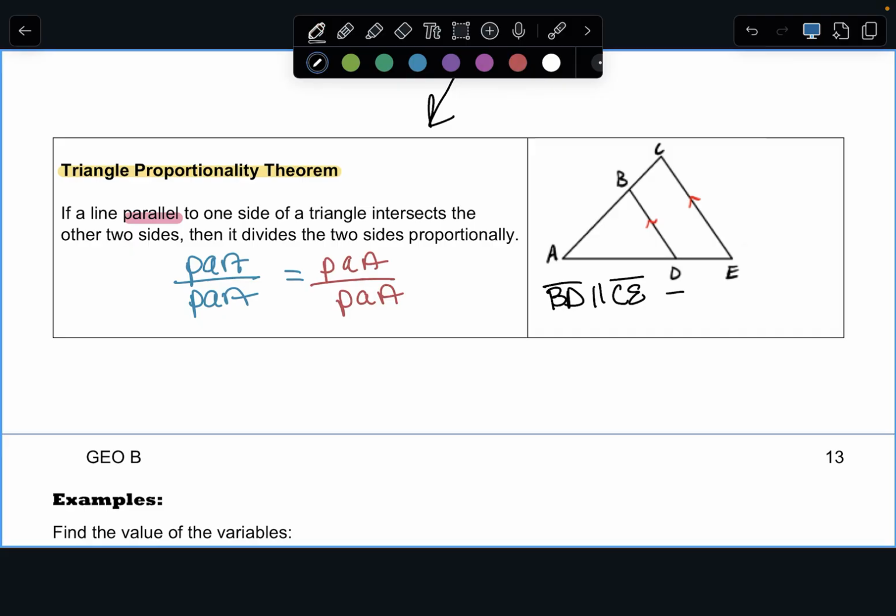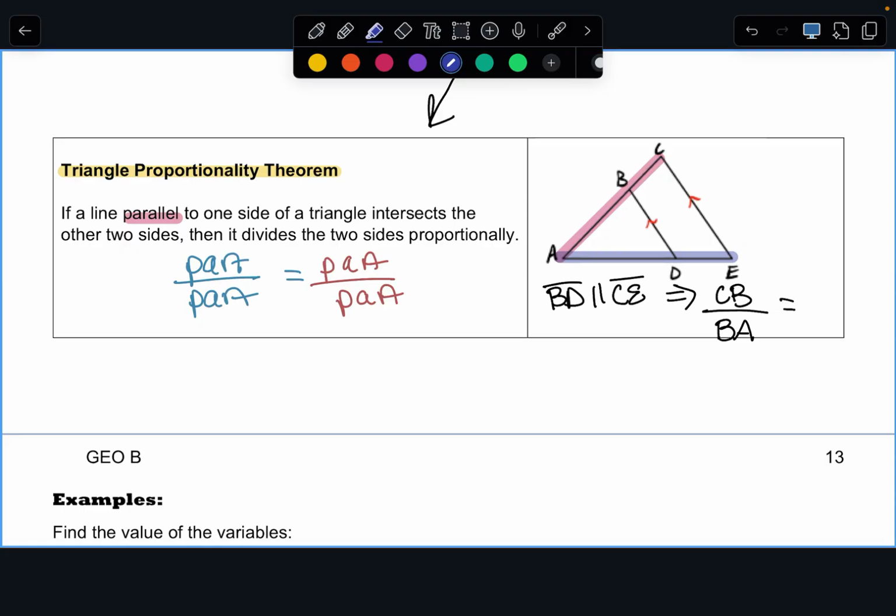So if we look at this triangle, and let's just say that we color this side pink. Let's look at both parts of the pink side. What's one part of that pink segment? CB. Okay, so CB over, what's the other part? BA.